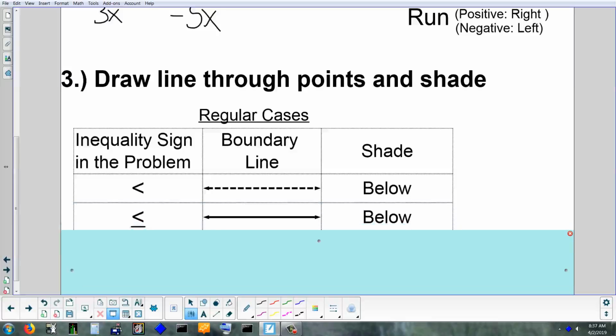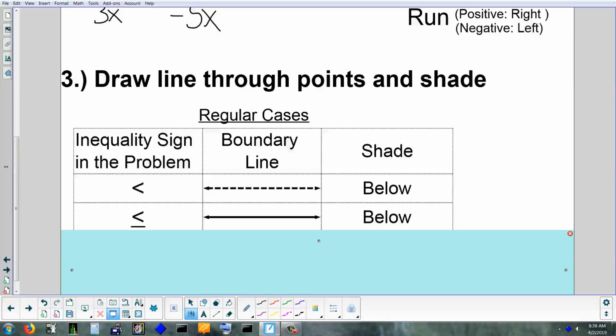Then we have a less than with the line on the bottom, like we talked about. That's going to make it less than or equal to. The only difference here is how your line is going to be drawn. If it's less than or equal to, you want your line to be solid. But same idea, you will still shade below that line.